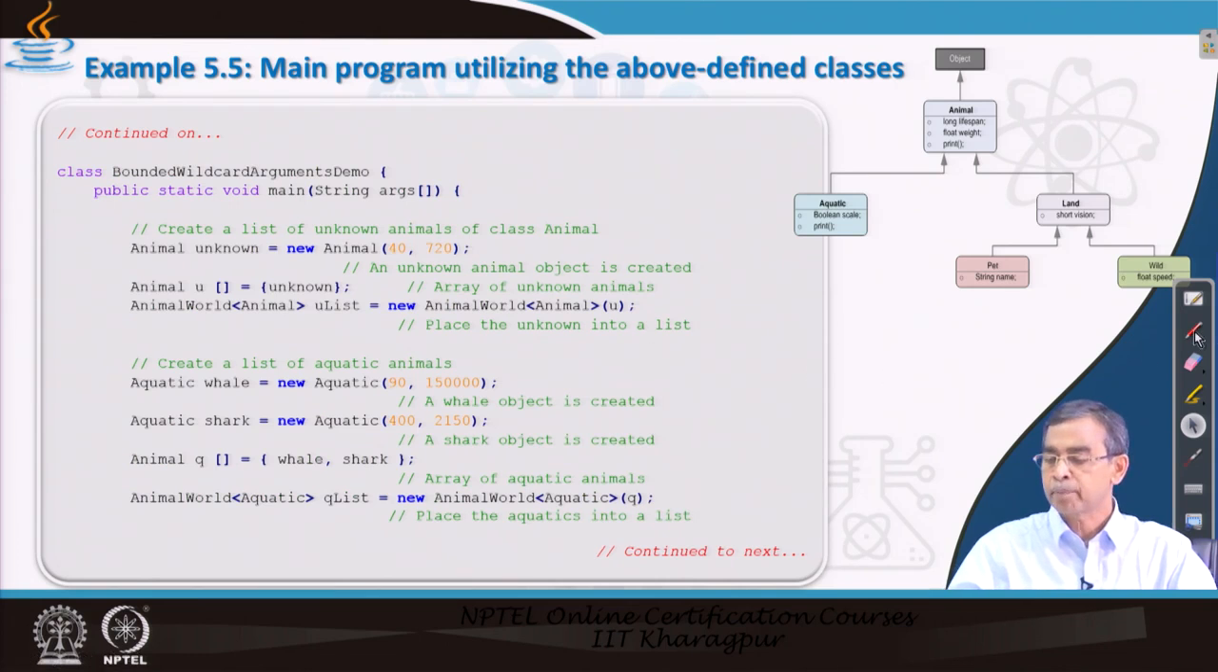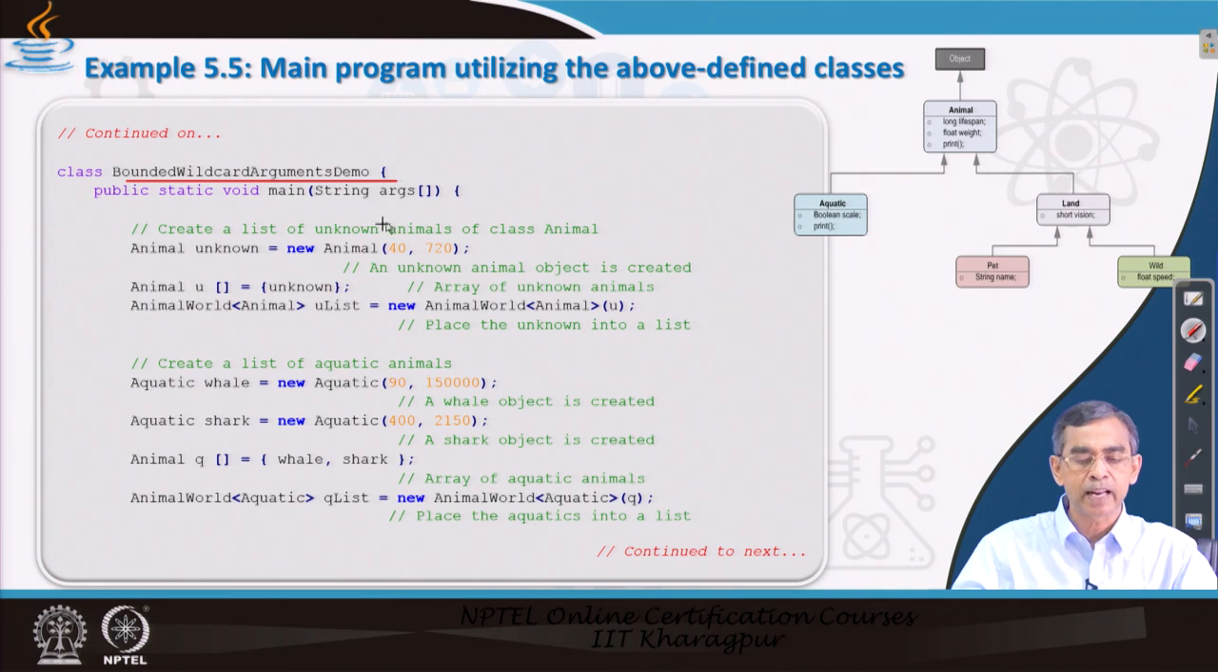Now, here is the main program, the driver class, and this program needs to be checked very carefully. It is the bounded wildcard argument demonstration program. Here we create a list of animals, an unknown animal. It has a lifespan of 40 and a weight of 720, and we can create an array of animals. There is only one element in this array, u. So, u is an array of unknown animals, and we can create a collection, u list, using the generic class, and u list is the current list here.